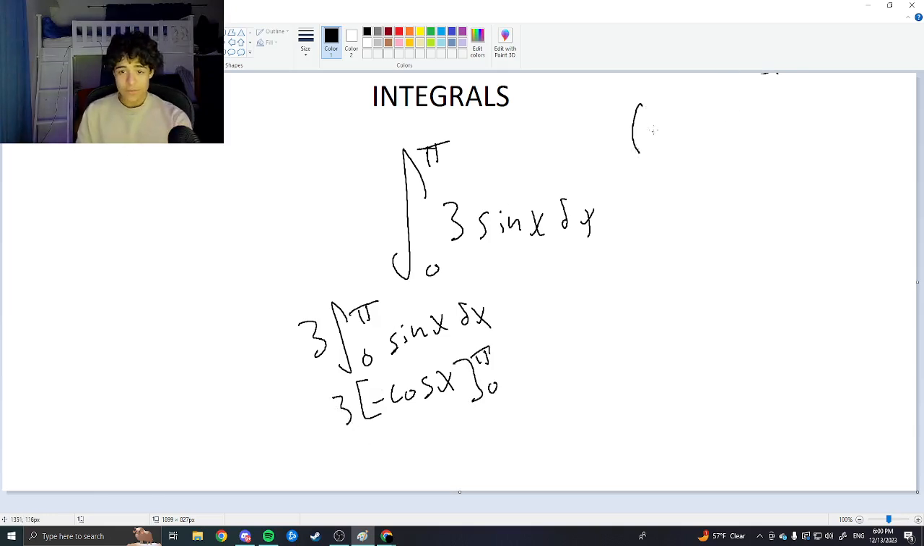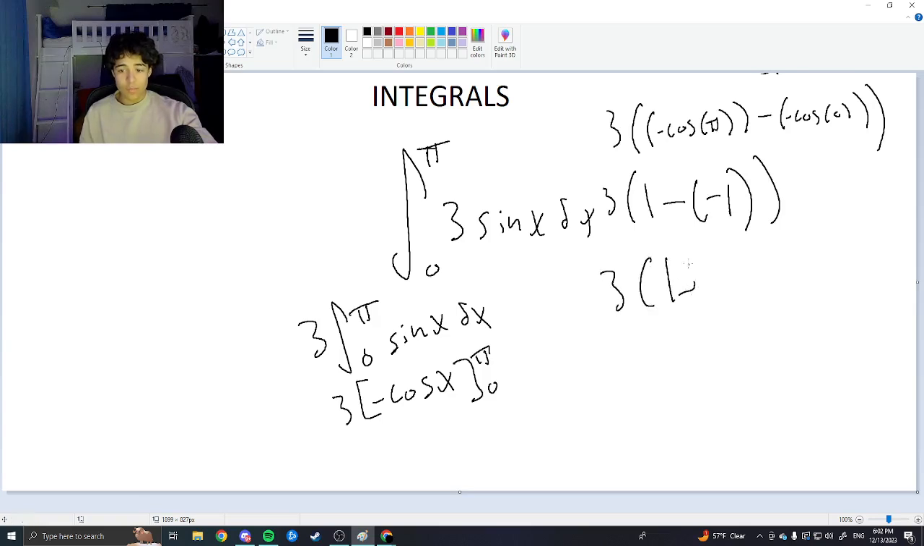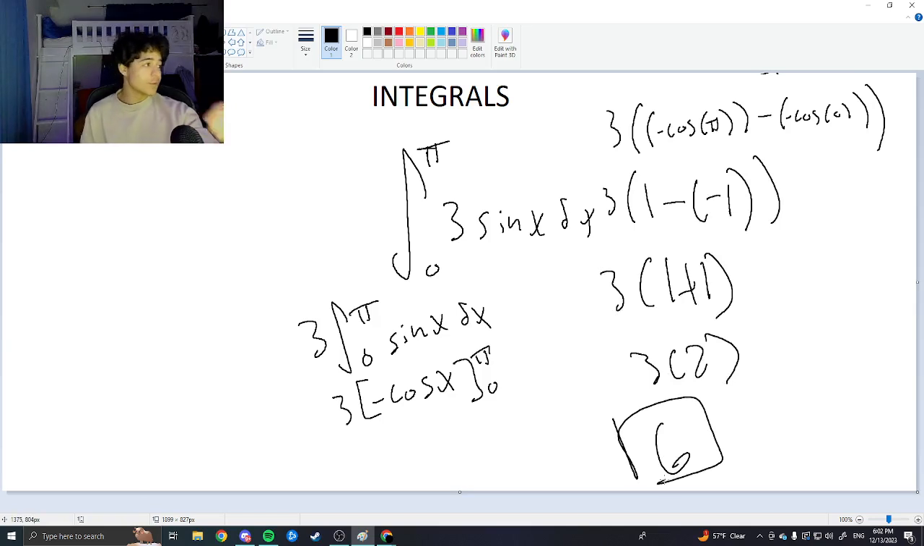So then that turns into 3 times negative cosine of pi minus negative cosine of 0. If you remember your cosine graph, cosine of pi is -1, but since we have negative cosine, it's negative -1, so it's going to be 1. Minus cosine 0 is 1, and it's negative cosine, so it's going to be -1, so it's going to be minus -1. So you're going to have 3 times 1 plus 1, or 3 times 2, or 6. So your integral for this function is going to be 6.